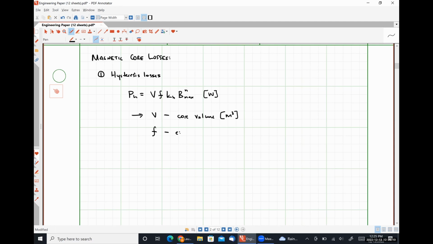F is our excitation frequency, measured in hertz. So if we have a current carrying wire wrapped around our core here in the US, it's probably 60 hertz, unless we do something to step that frequency up.